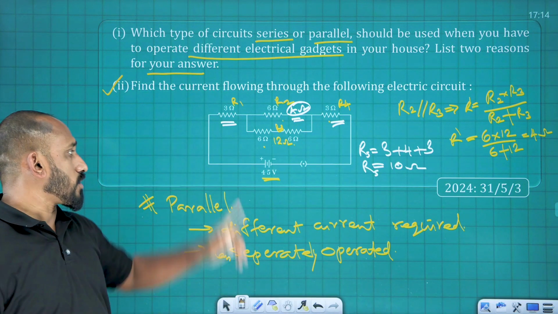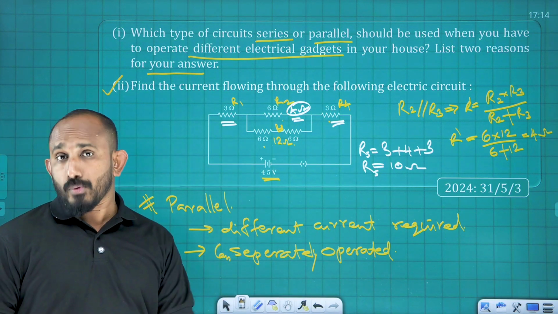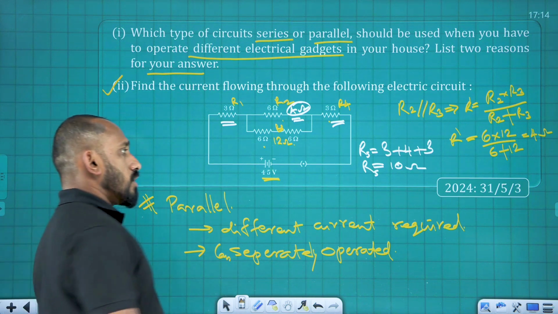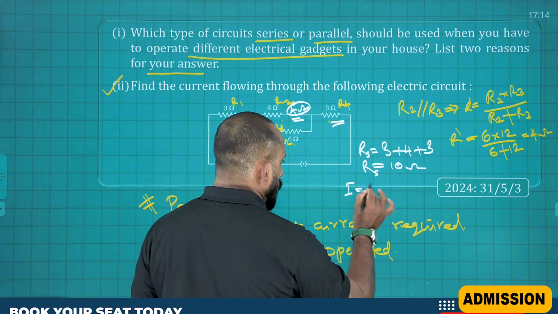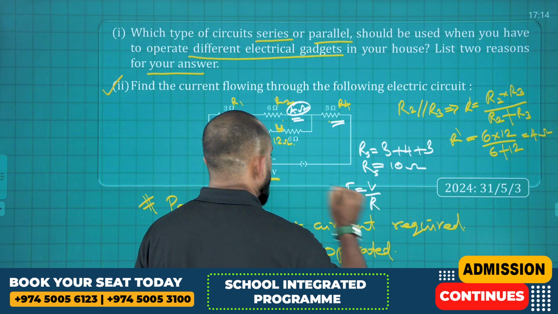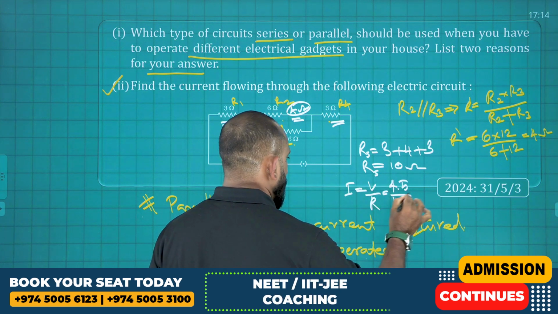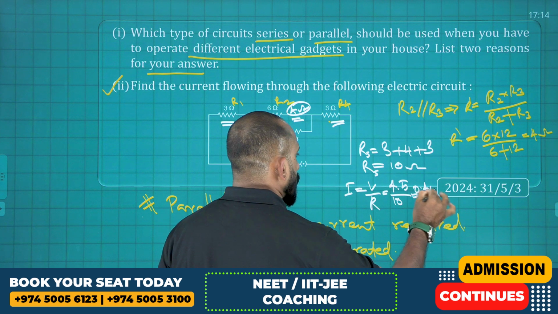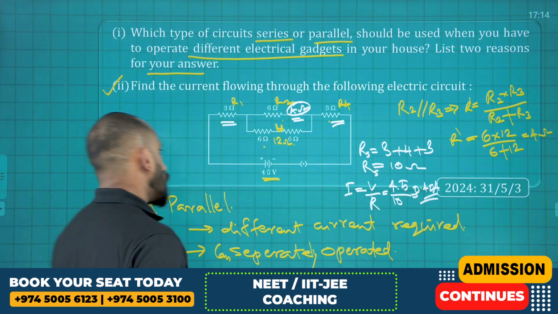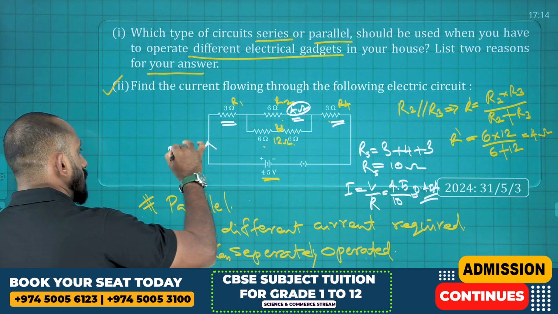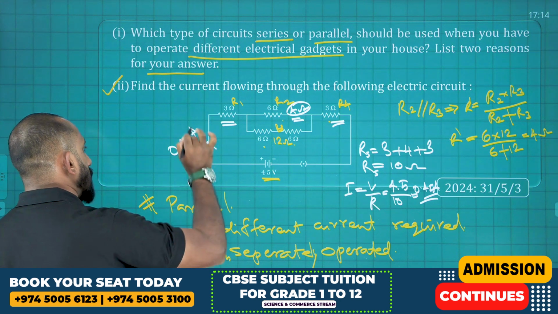Now, current flowing through it. How much is the voltage? 4.5 volt is there. So current I is equal to V by R. So V is how much? 4.5, by R, which is how much? 10. That is 0.45 amps. So the net current passing through this is 0.45 ampere.